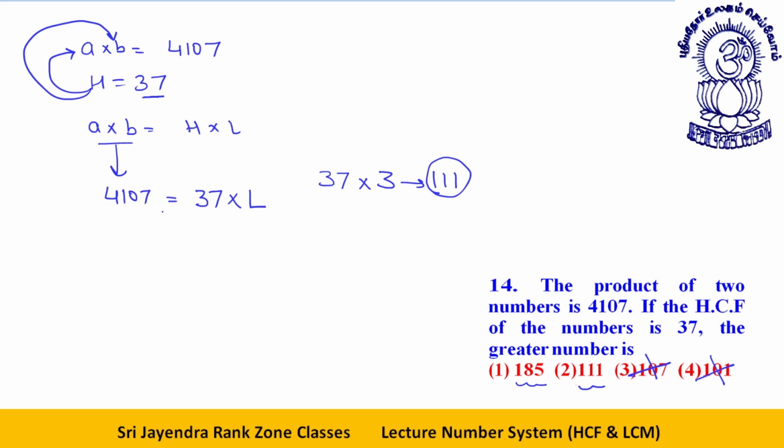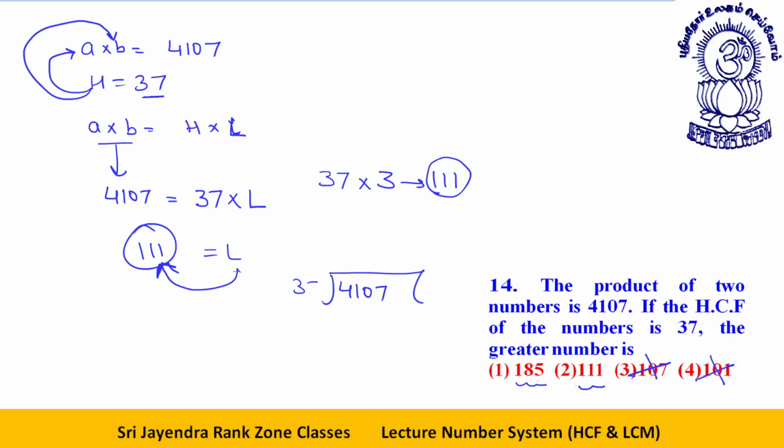See student, the thing is, if you directly divide 4107 by 37, you will get L is equal to 111, and that way the greatest number is, see, if your LCM is 111, none of the numbers can ever be more than the LCM. If I do A into B is equal to H into L, A and B are always small, can never be greater than L. Remember this thing, A and B can never be greater than L. That way, if your L is 111, see, let me show you.